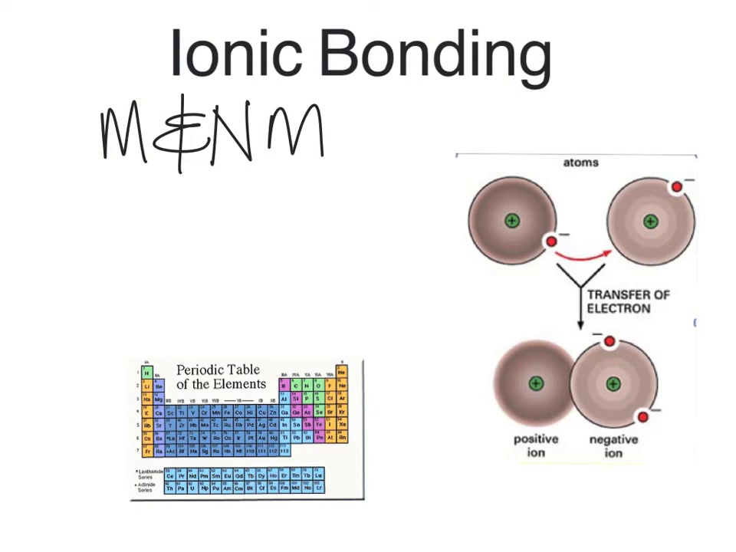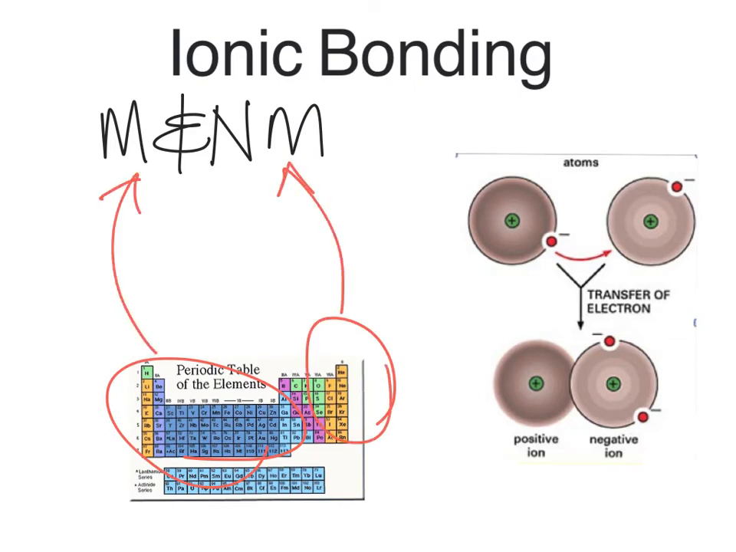So that means something from this side of the periodic table and something from this side of the periodic table. Okay, so when metals and non-metals come together, what happens is we have a transfer of electrons. So ionic bonding occurs when one atom transfers an electron, or maybe multiple electrons, to another atom. We have a transfer of electrons, then we have a positive ion and a negative ion, and those positive and negative ions are attracted to each other, and that's what gives us our chemical bond.